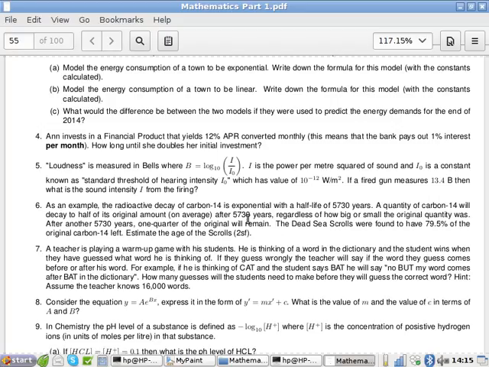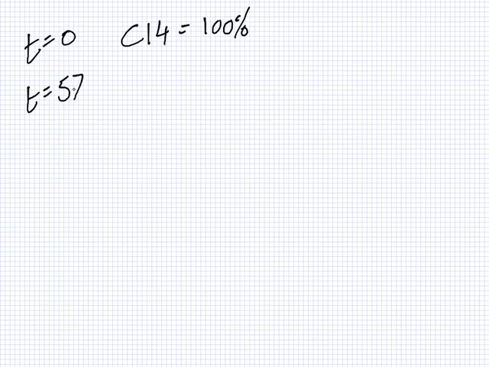So what I'm saying is, you have some carbon-14, and after 5,000 years, half of it's left. And then after another 5,000 years, half again. So it's half in every 5,730 years. So I ask you, if there's 79.5% left, what's the time? So it's less than 5,000 years. At the very beginning, you have 100%. And then after 5,730 years, you have 50%.